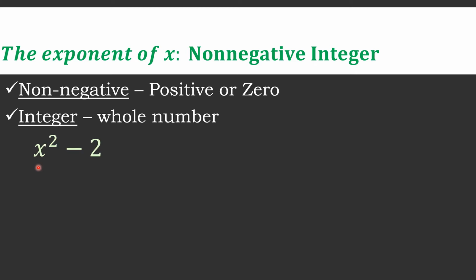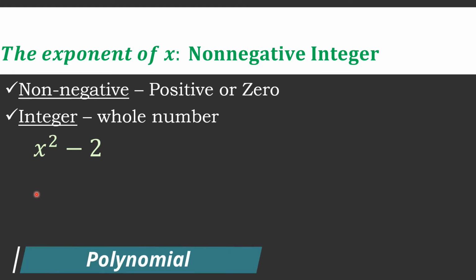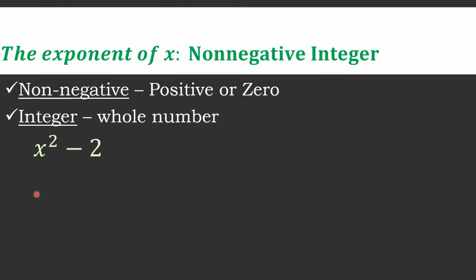So the exponent here of x is positive and is a whole number, okay? Since the power or exponent is 2. Hence, this one is called a polynomial. Particularly, since it has two terms, it is called a binomial.